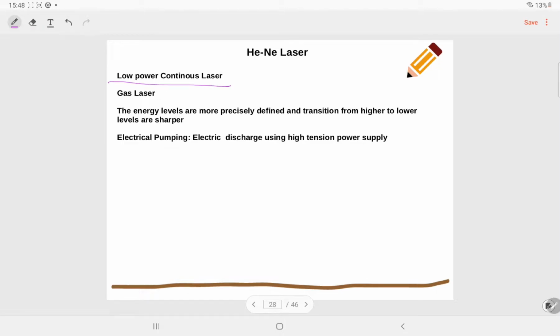It is a low power continuous laser. It is a gas type of laser. The energy levels are more precisely defined, and transitions from higher to lower levels are sharper, and therefore electrical pumping is used here in the helium neon laser. Electric discharge using a high tension power supply is used in the construction of the helium neon laser.